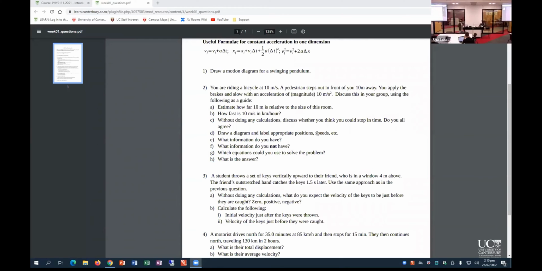Second scenario is I start to slow down, and when I reach him, my speed equals 0. So this is a scenario where my velocity equals 0 just as I reach him. So I barely did it, right?